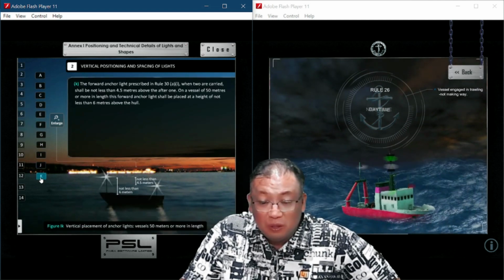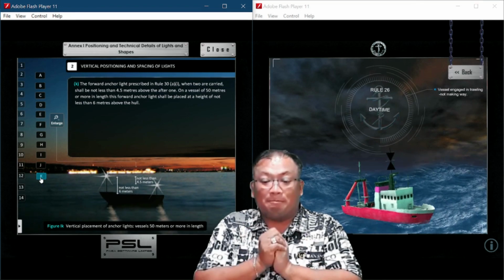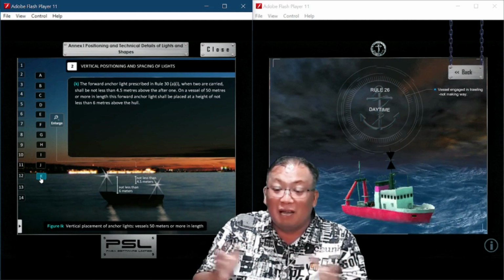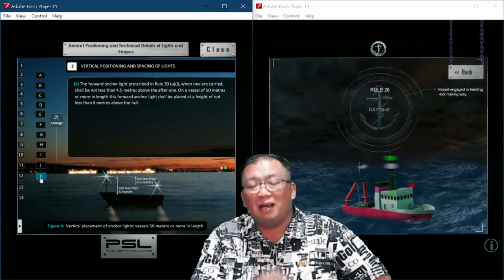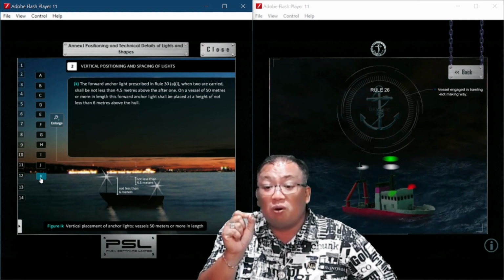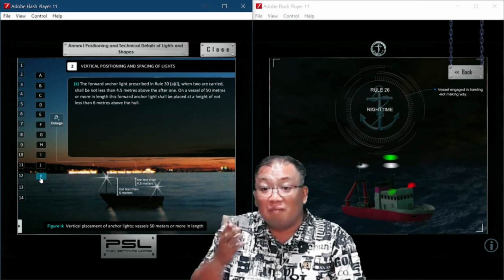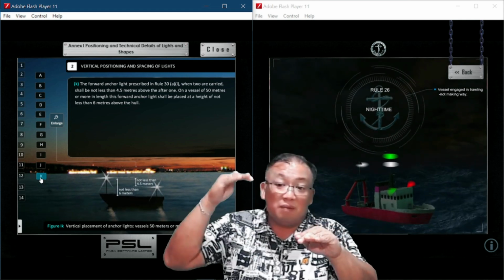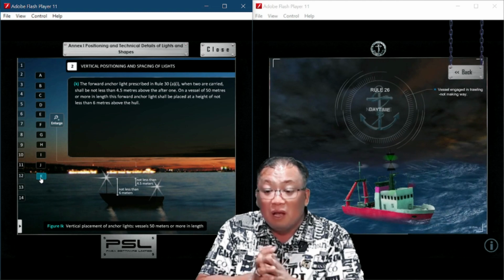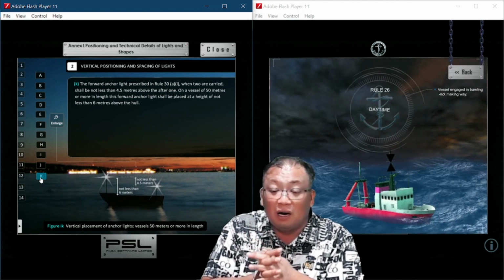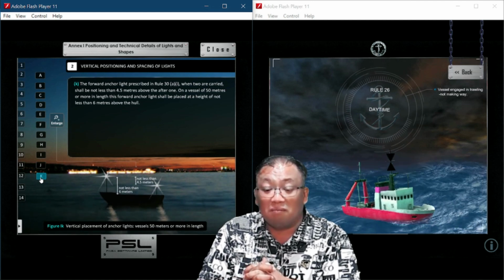Now let's go with 2 Kilo. The forward anchor light prescribed in Rule 30, when 2 are carried, shall be at least 4.5 meters. This is just a reverse. It talks about the distance between the forward masthead light and the after masthead light. Remember, the forward is below, the masthead light at the back is higher, and it must be at least 4.5 meters. On a vessel of 50 meters or more in length, the forward anchor light shall be placed at a height of not less than 6 meters above the hull.